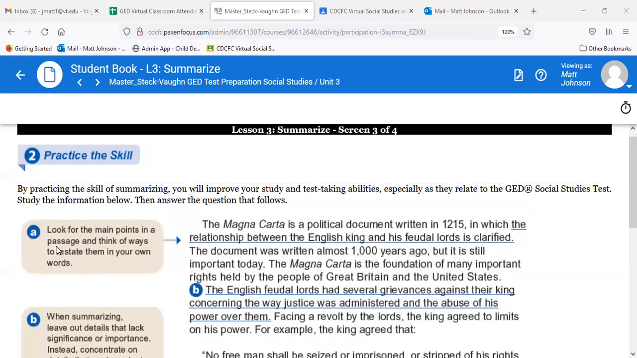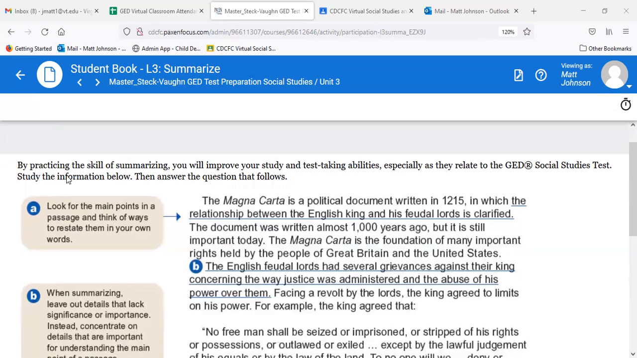So a main point, as it says in the text box, look for the main points in a passage and think of ways to state them in your own words. Typically, as we've talked about in language arts, main points and topic sentences in paragraphs are usually going to be towards the top. And right here at the top, that's what we have. The relationship between the English king and his feudal lords is clarified. That is the document, the Magna Carta, and then what it establishes.